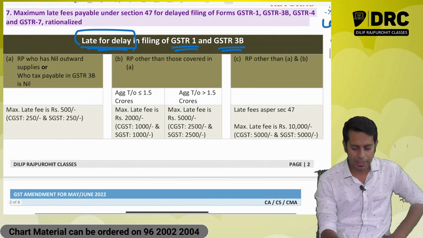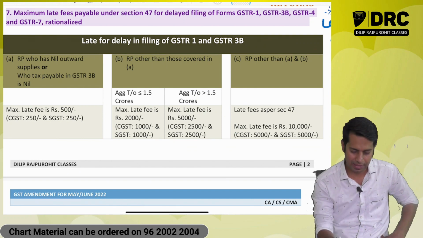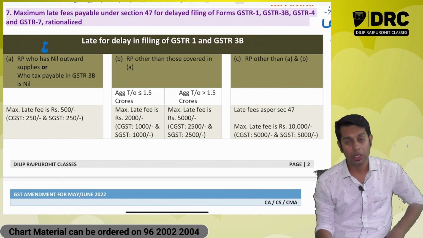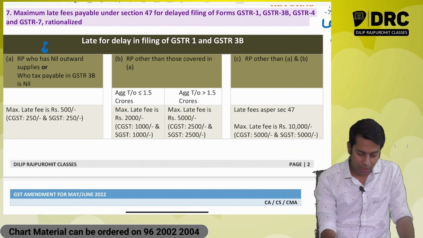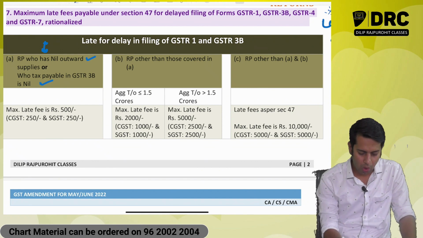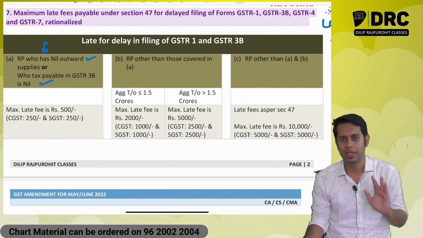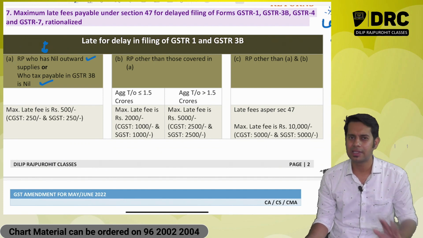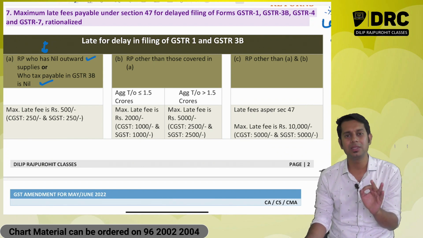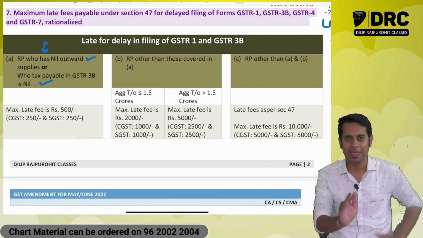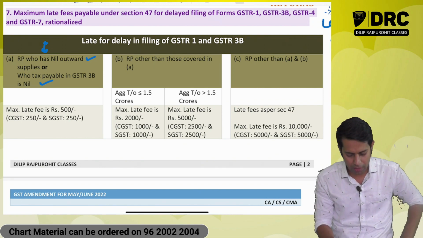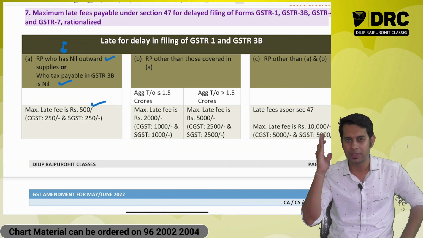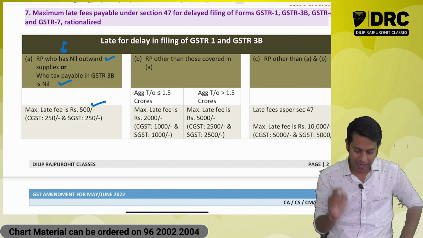So what division they have made? They have divided the registered person into three categories. What are these three categories, sir? Category number 1, you are a registered person who has not made any outward supply or who does not have any tax liability under GSTR3B. In the simple sense, if you have nil supplies in a particular month, for you the late fee will be maximum. The maximum limit they are specifying, the maximum late fee which you have to pay will be 500 rupees.